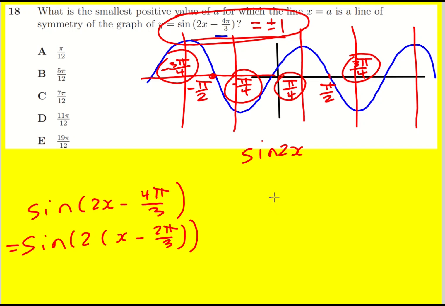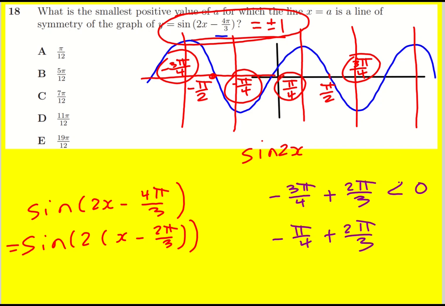So all I need to do now, if I recognize that, is to take each of the lines of symmetry, so minus 3 pi over 4, and then add on 2 pi over 3. That will give me my new line of symmetry. Now actually, 2/3 is less than 3/4, so this is going to be less than 0. I don't even need to work out what it is. So it's going to be minus pi over 4 that's going to work and give me my first line of symmetry that has a positive value of x.